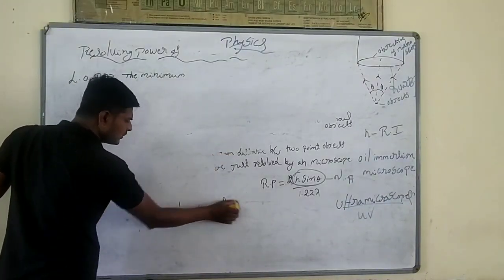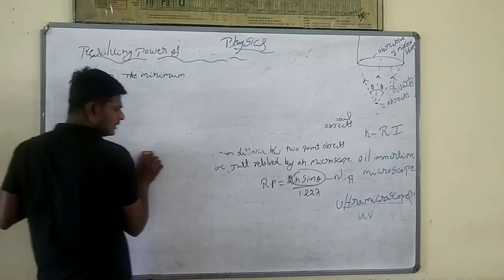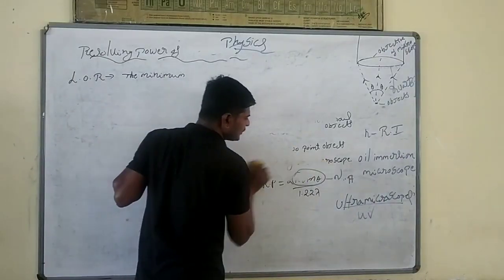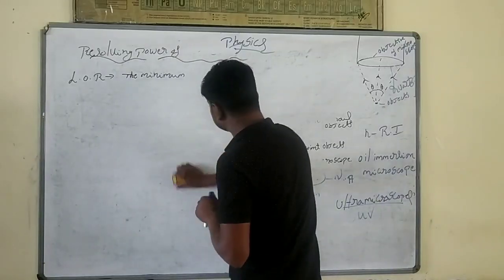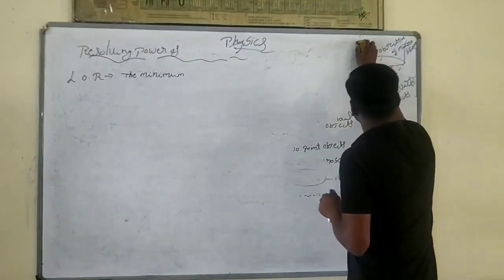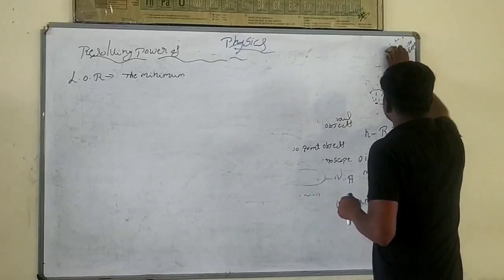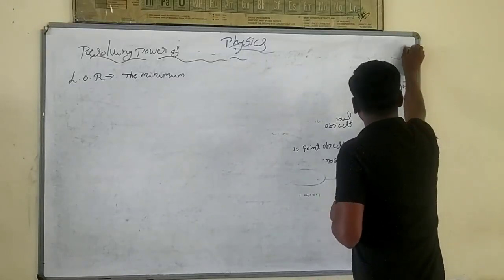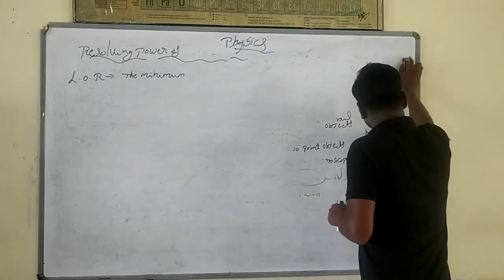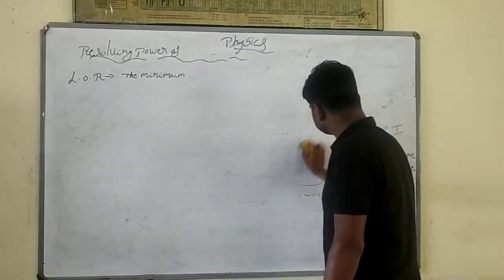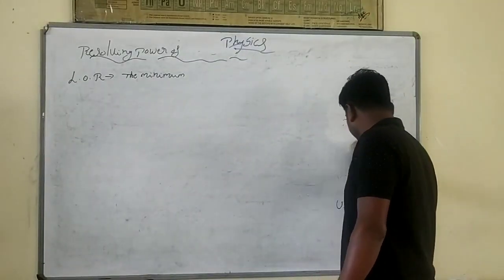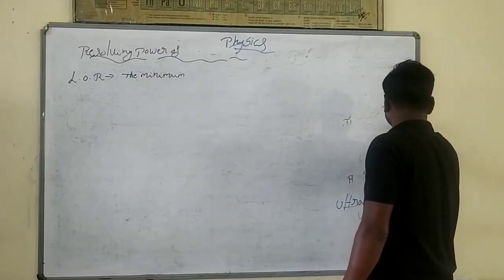The microscope, you are going to use it to see what? Point objects. The telescope, you are going to use it to see what? At school level itself, you people are very familiar. The telescope is used to see the distinct objects. Yes, sir, distinct objects.